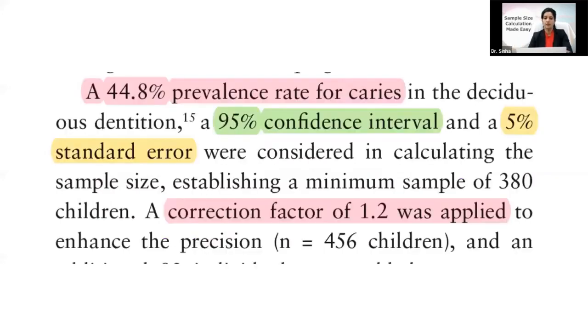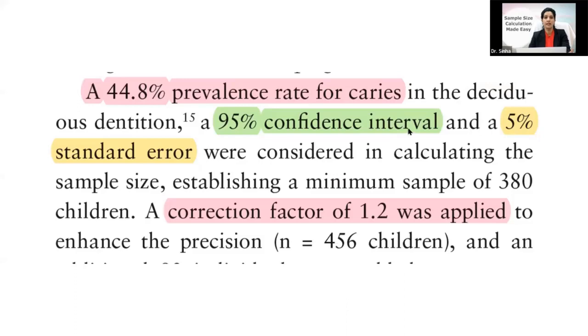So now this was the write-up of the author in that article. A 44.8% rate for caries in the deciduous dentition, and the author has given a reference. So you can see this 15. That means the author has reviewed the literature and has seen that in the previous literature, this 44.8% prevalence was observed. And then he has used this 95% confidence interval.